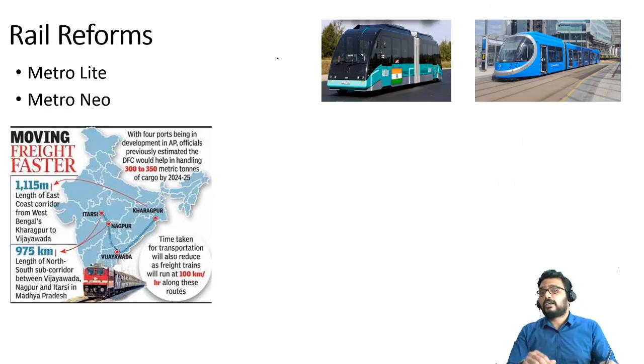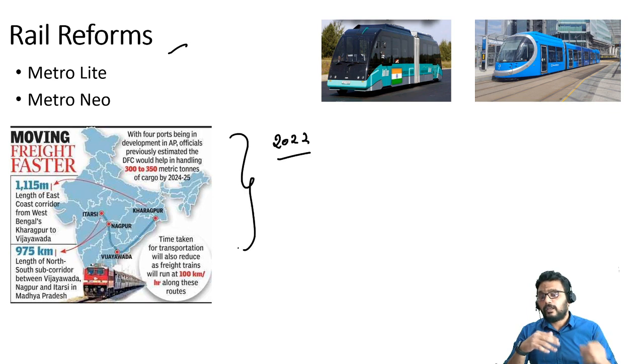Government has come up with new expenditures as part of the reforms, that is Metro Lite and Metro Neo, and this will be for the technological advancement for the low cost metro system in the small cities. And by 2022 dedicated freight corridors will be completed, and as part of the target 2023, 100% electrification of the broad gauge routes will also be part of our agenda, and the National Rail Plan for India will be ready by 2030.